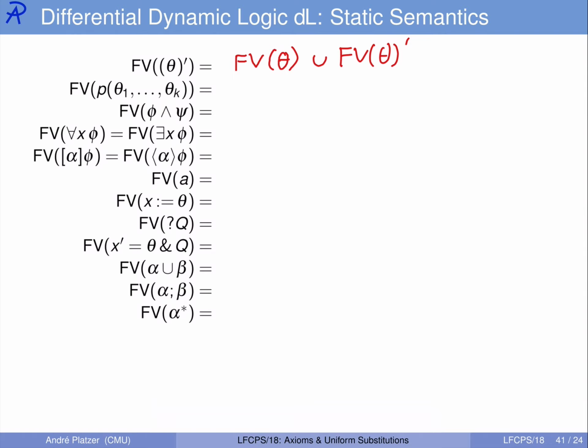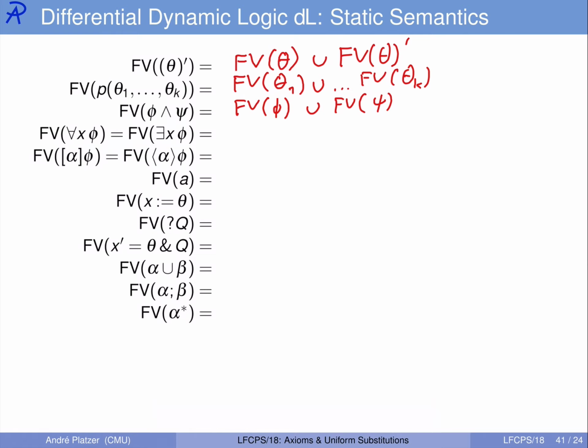Well, of course, the predicate symbol itself doesn't have any free variables because it doesn't depend on anything, but the arguments do. So we just take all the free variables of all the argument terms. That was easy enough. Free variables of a conjunction, of course, there ought to be just the free variables of either side, union together.